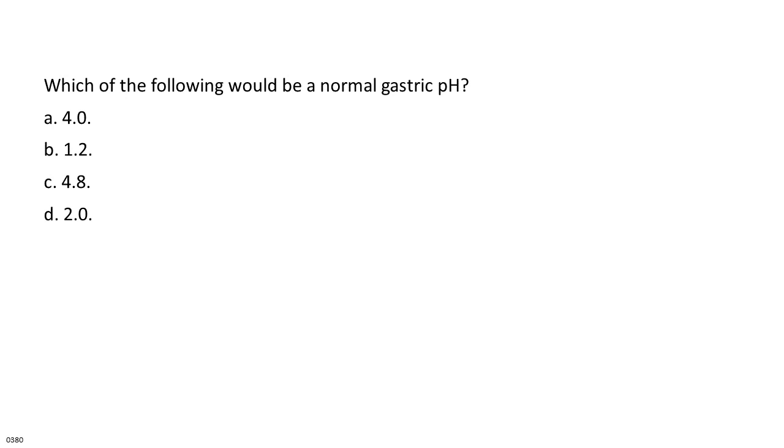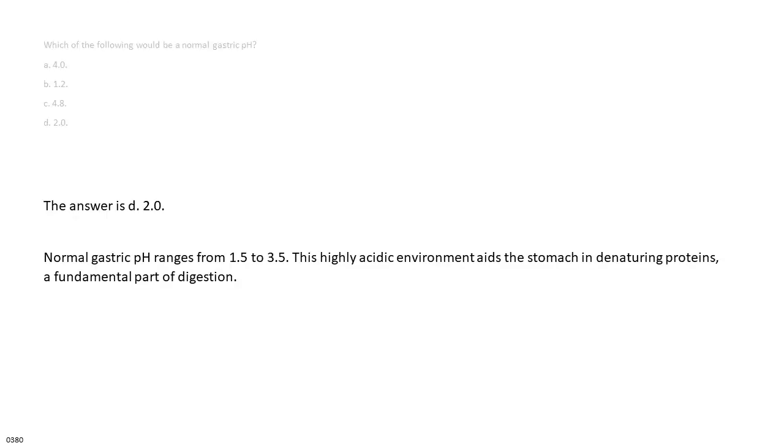Which of the following would be a normal gastric pH? A. 4.0. B. 1.2. C. 4.8. D. 2.0. The answer is D. 2.0.